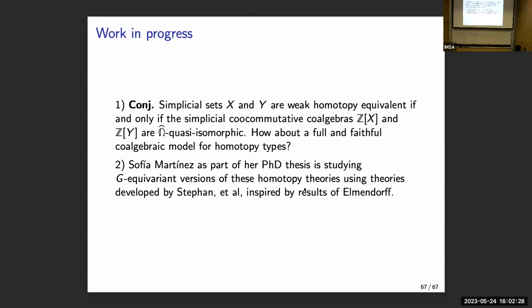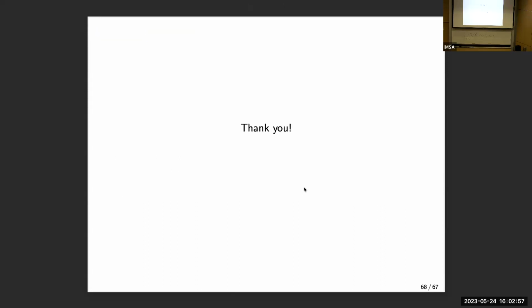And second, my student, Sophia Martinez, who will be coming here tomorrow, is studying G-equivariant versions of these statements using a framework developed by Stefan, which is itself inspired by classical results of Elmendorf, of promoting certain homotopy theories to the G-equivariant context. And I think I'm out of time and I'll stop.